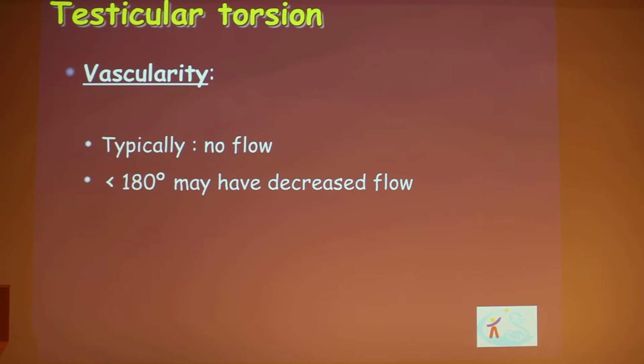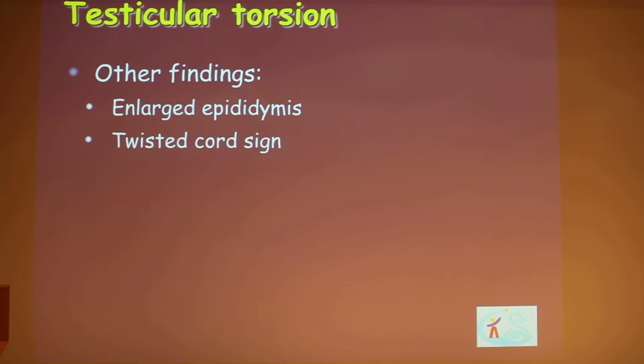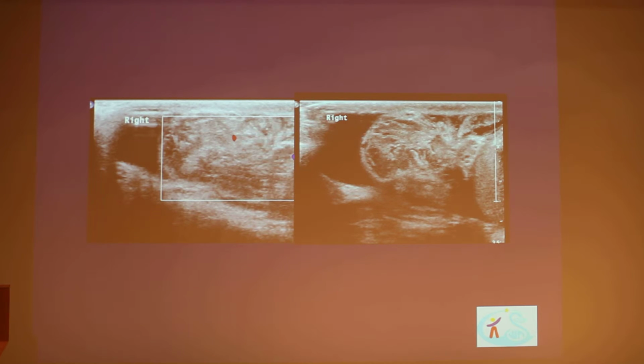Typical torsion is no flow, but remember, if it's less than 180 degrees torsed, it may have decreased flow. Typical example: on one side there's flow, on the other there isn't, and the settings were exactly the same. And like I said, there are other findings we can look at. There can be an enlarged epididymis and a twisted cord sign. So this is a patient that had a testicle torsion, and the epididymis is included in the torsion, so it seems very large, and as you can see, it has almost no blood flow in it.